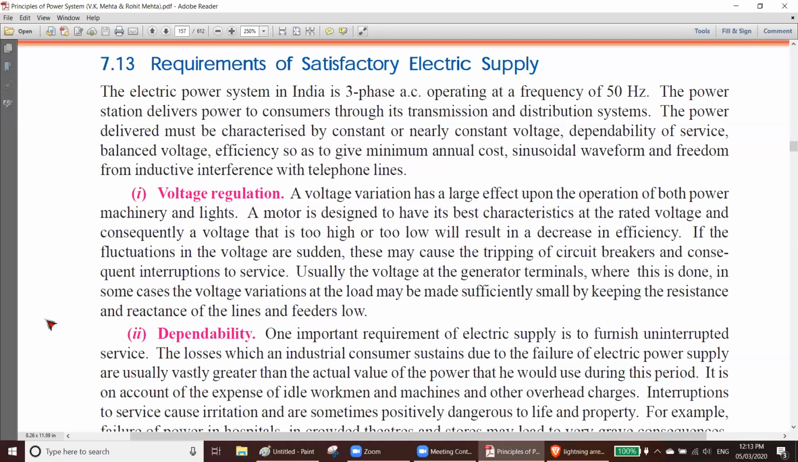Your motor is designed to have its best characteristics at the rated voltage, and consequently a voltage that is too high or too low will result in decrease in efficiency. Obviously your fan, your motors, and everything else will work best at rated voltage. That means the fixed voltage, right? And if your voltage goes up too high or goes down too low, it will result in decrease in efficiency and in lifetime as well. If the fluctuations of voltage are sudden, there may be tripping of circuit breakers and consequent interruption of service.